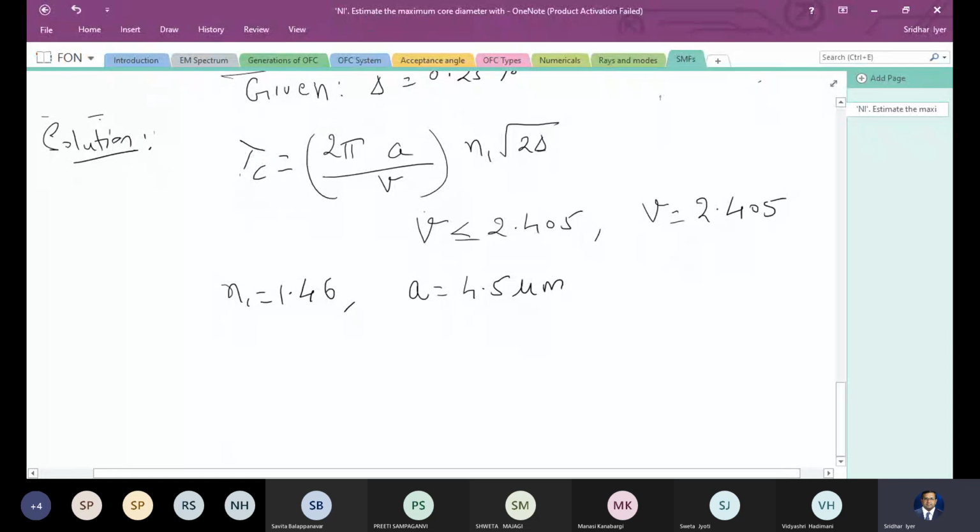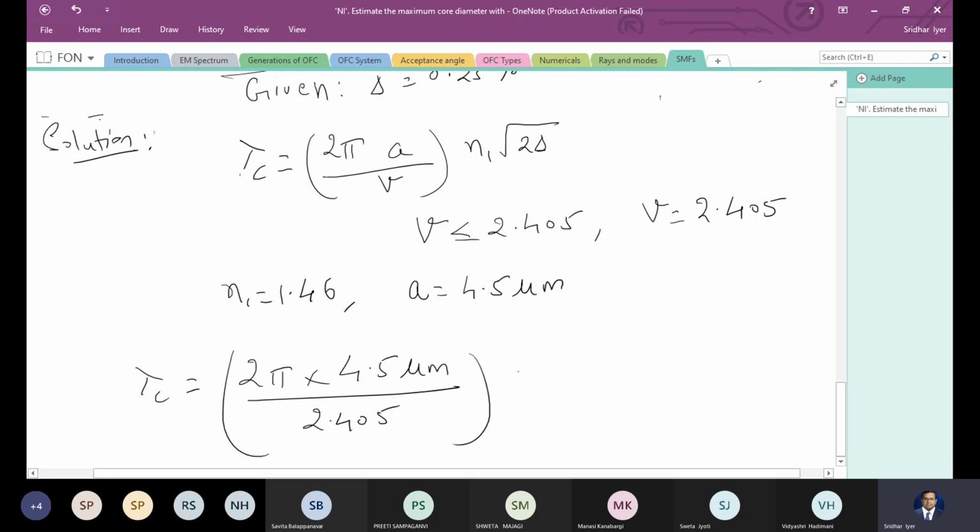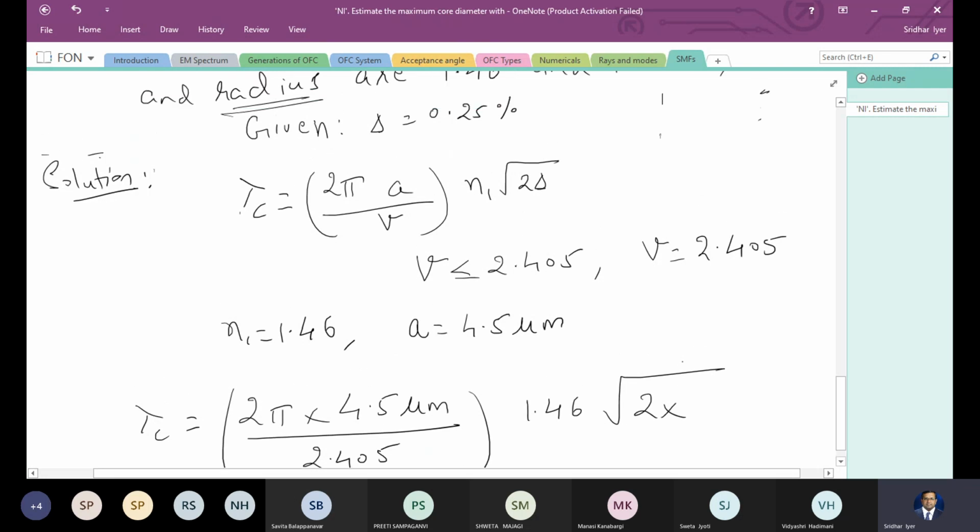With these parameters, we can now put in the values to get lambda c. Lambda c will be 2 pi into the value of A, 4.5 micrometer, divided by V, which is 2.405, and N1 is 1.46, square root of 2 into the value of delta, which is 0.25%. Therefore, 0.25 divided by 100 gives 0.0025.